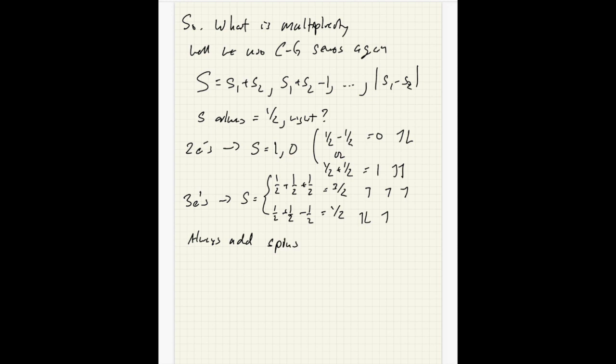Remember, you're just always adding the spin. So the multiplicity is going to be equal to 2 times S plus 1. And we saw this already with the singlet and triplet states. They're all paired, S is going to be equal to 0, the multiplicity is 1.